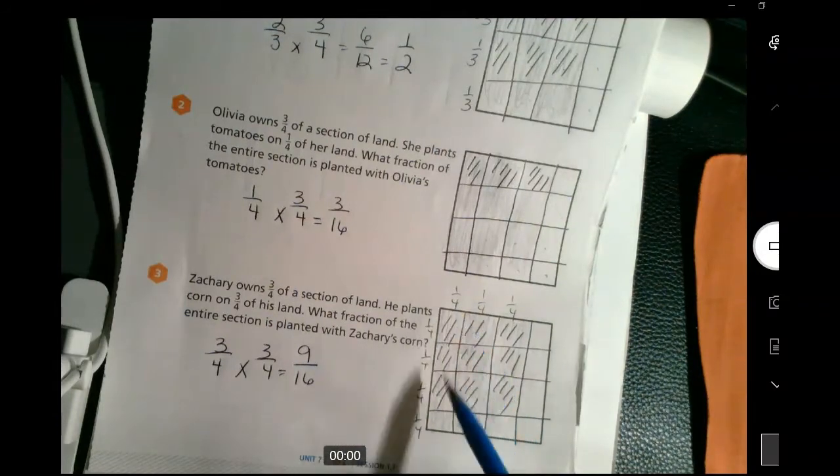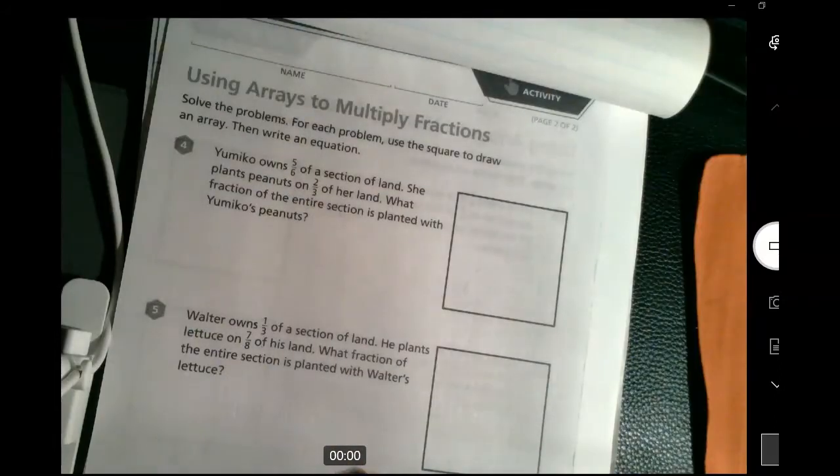And I know that the denominator is 16 because it's a 4 by 4 array, and 4 by 4 is 16. I'm hoping this is starting to make a little more sense to you. Let's go on to number 4.